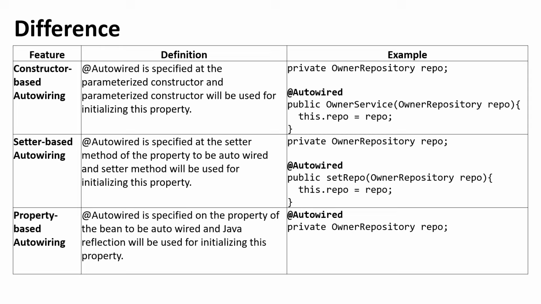Now let's try to see each one of them one by one with the help of code. And at the end of the code, there will be only one type of auto wiring in our code. But by that time, you will be able to understand what these three different types are.